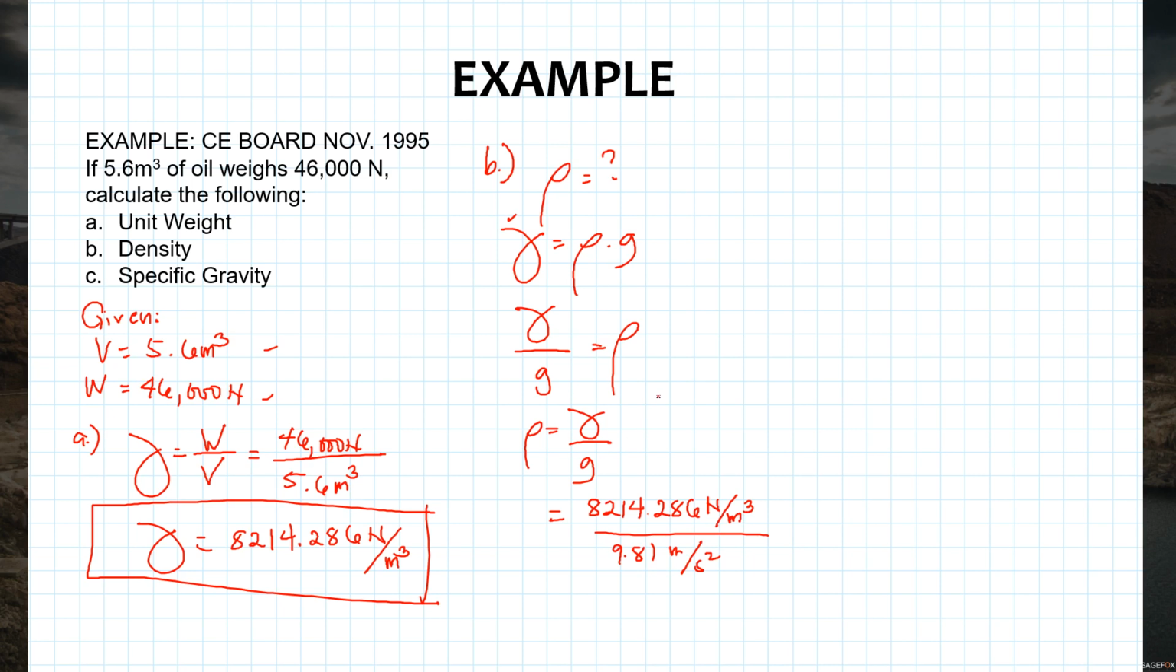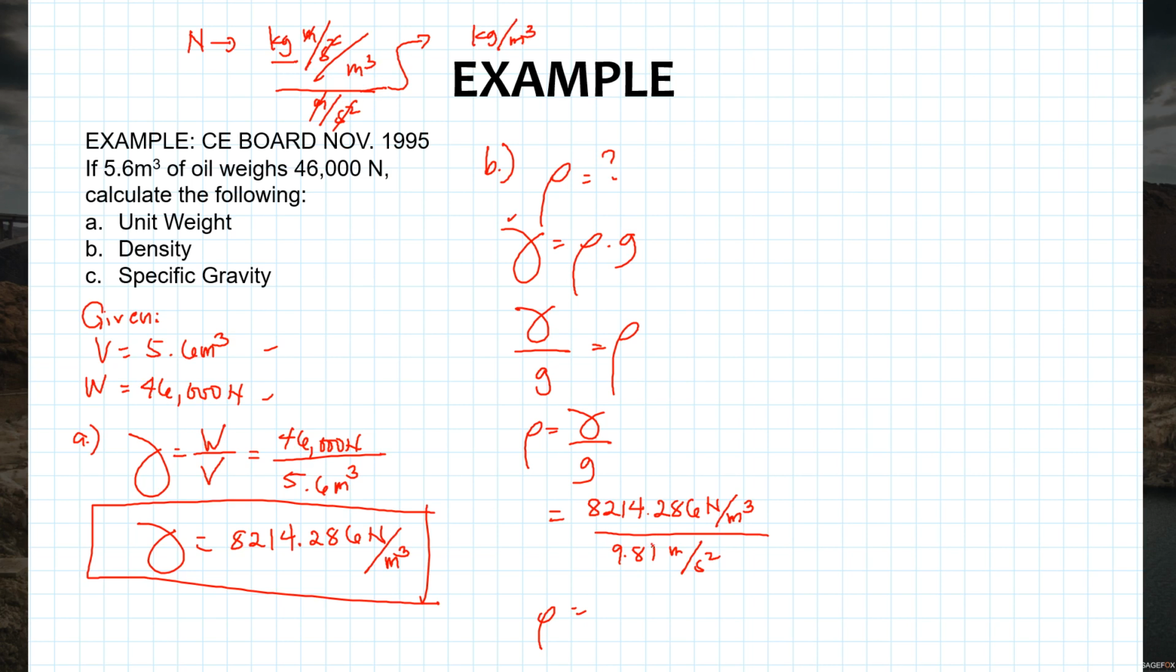Okay, just to check the consistency of units. Newton is equivalent to a unit of kilogram meter per second squared. So if you have this unit, Newton per cubic meter, and you divide it again by meter per second squared, what unit will remain? The unit that will remain is, okay, this meter and second squared will be cancelled out. So the unit that will be remaining is kilogram per cubic meter.